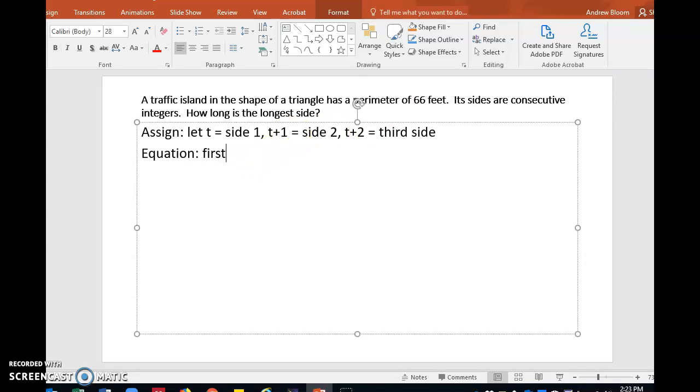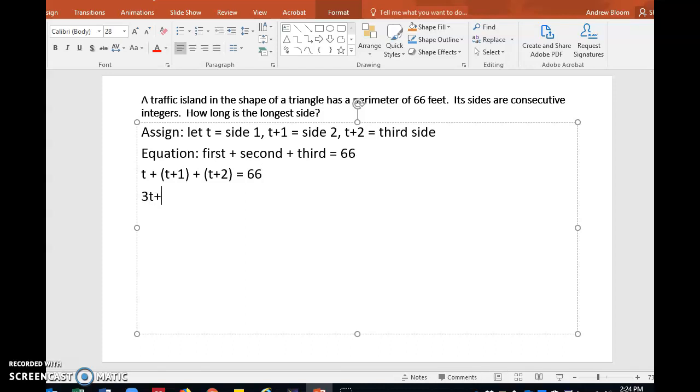So we have our first side plus our second side plus our third side, because that's perimeter, right? It's the distance all the way around the outside of the object. It's the sum of the sides of the object that we're looking at. And the perimeter in this case is equal to 66 feet. And so if we go from there and look at creating our sides, we have our equation, t plus t plus 1 plus t plus 2 is equal to 66, right? Our first side plus our second side plus our third side equals 66.